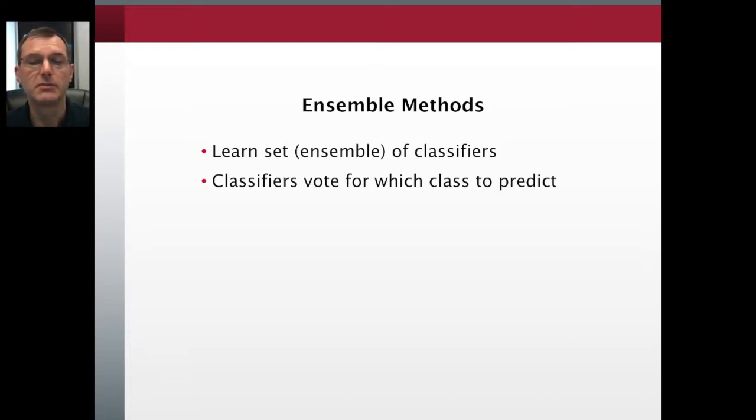So in an ensemble method, as I mentioned, the goal is to learn a set of classifiers, or an ensemble. And then these classifiers will each attempt to classify the example data and will each make a prediction. And then those predictions essentially comprise a vote, and the majority vote will win. There are other ways of combining these predictions, but that's the standard approach.